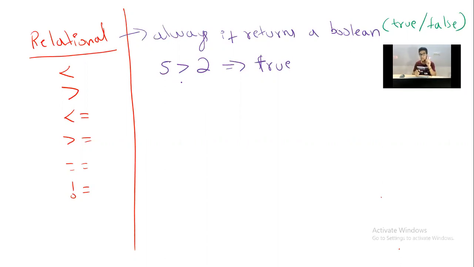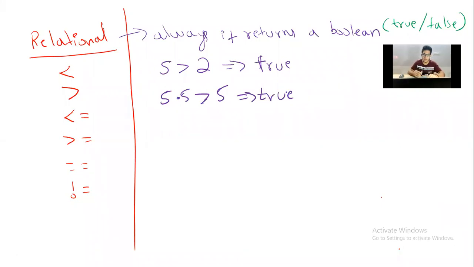Now number means, don't think that it is only an integer. Number means integer, byte, short, float, double, anything. So I can ask like this also: is 5.5 greater than 5? I'm asking a question. Is 5.5 greater than 5? Yes, the answer is true. It takes either integer or float, double, anything, but it should be a number. That's it.